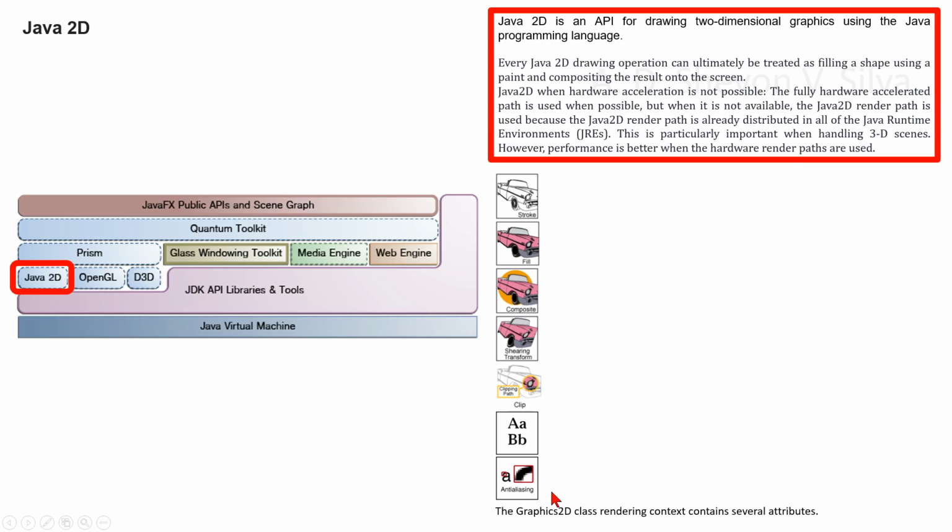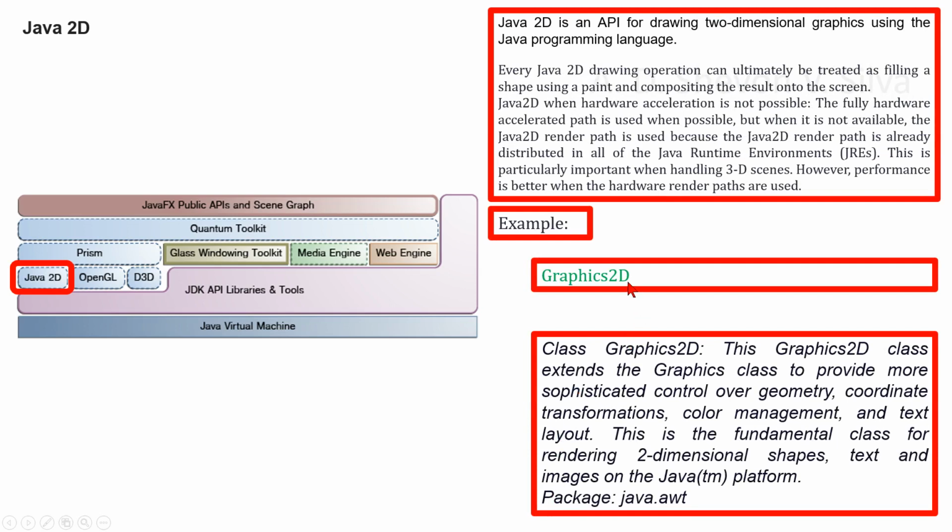As an example, we can consider the Graphics2D class. This Graphics2D class extends the Graphics class to provide more sophisticated control over geometry, coordinate transformations, color management, and text layout. This is the fundamental class for rendering two-dimensional shapes, text, and images on the Java platform. This class is in package java.awt.